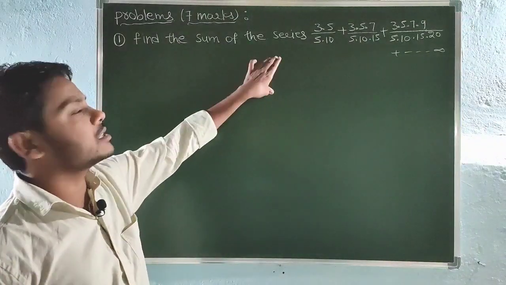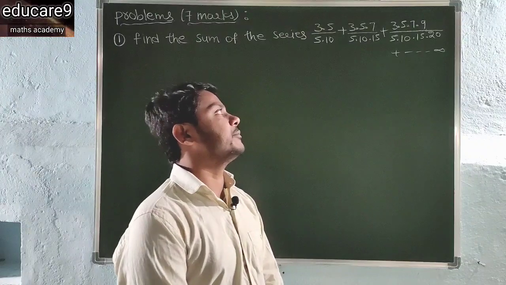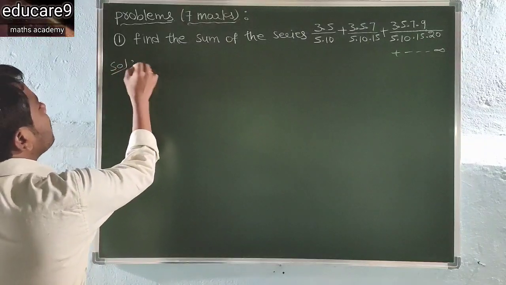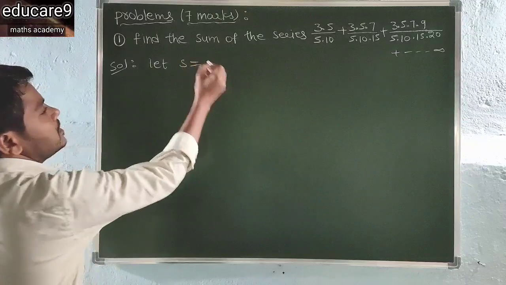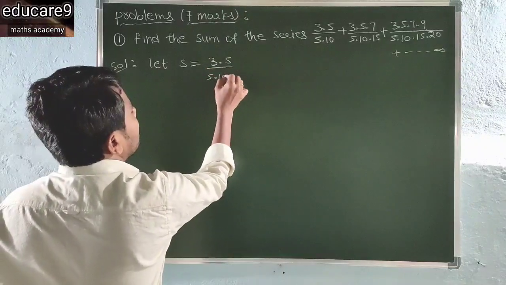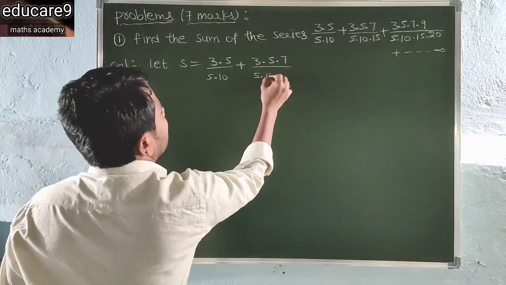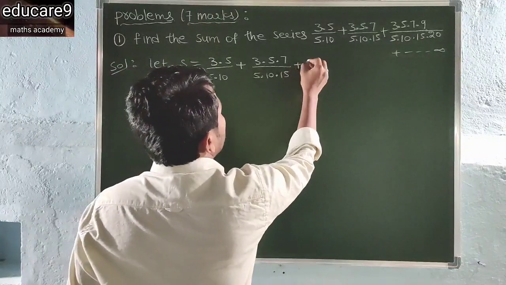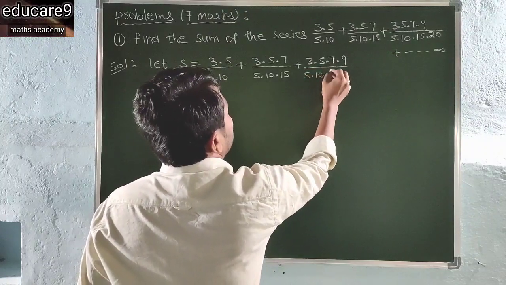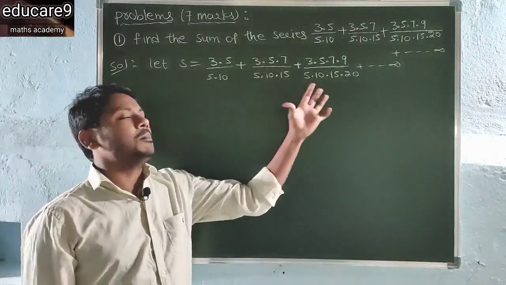See here, first one: find the sum of the series 3 into 5 by 5 into 10, plus 3 into 5 into 7 by 5 into 10 into 15, plus 3 into 5 into 7 into 9 divided by 5 into 10 into 15 into 20, and so on to infinity. So let S be equal to the given series. Here you need to find the sum of this series.